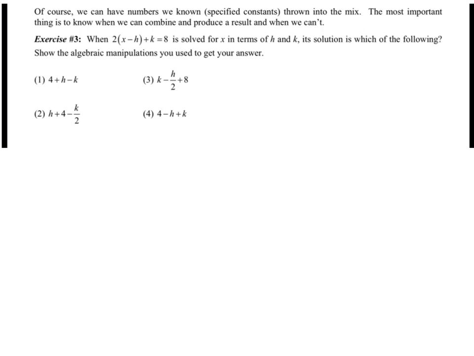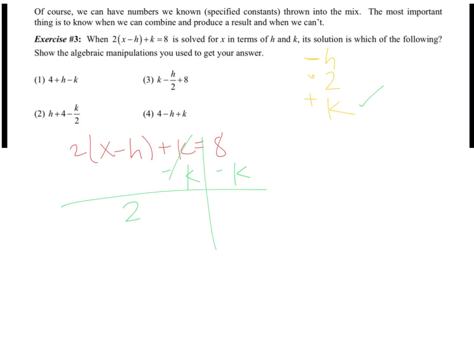So let's look at x. The first thing that happened was subtracted h, then multiplied by 2, then added k. So we need to do the opposite in the opposite order. So I'm going to rewrite it. 2 times x minus h plus k equals 8. So the opposite in the opposite order. Instead of adding k, we're going to subtract k. So 2 times x minus h equals 8 minus k.